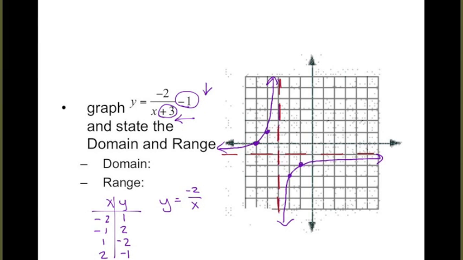Alright, so for domain and range, domain is possible x values. So there is one x value that will cause significant problems in the original function. We are not allowed to divide by 0. So what would I plug into the original equation that would cause me to divide by 0? -3. If I plug -3 into the original equation, -3 plus 3 would be 0 on the bottom, and that would be a significant problem. So that means that x cannot be -3.